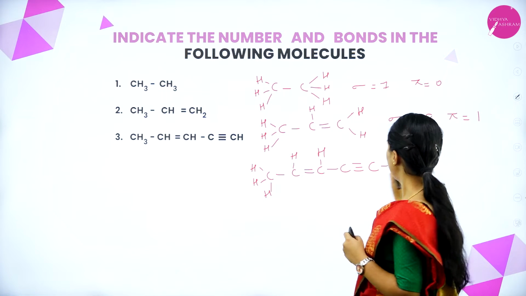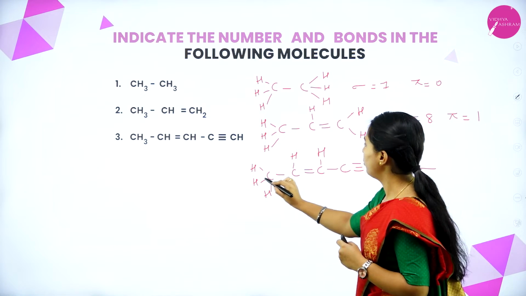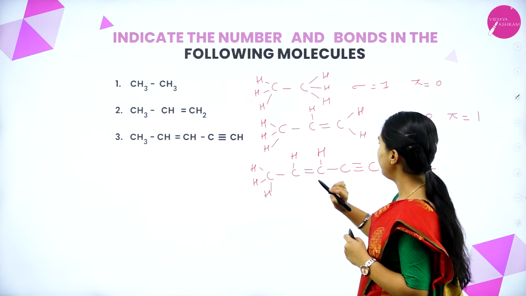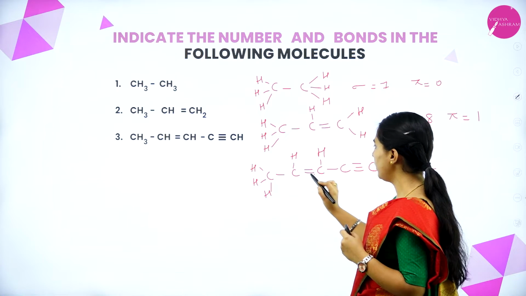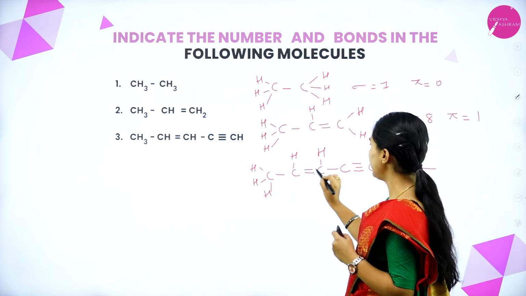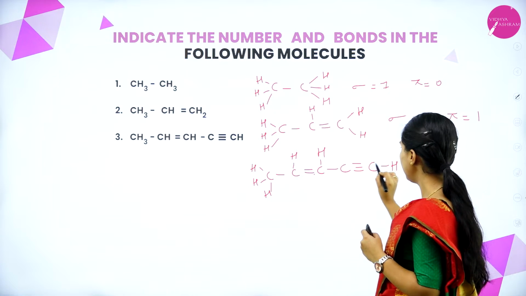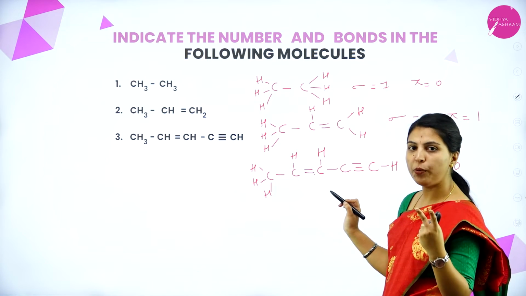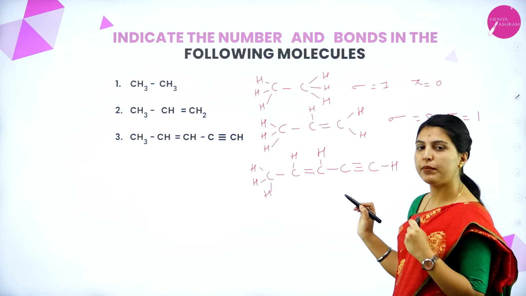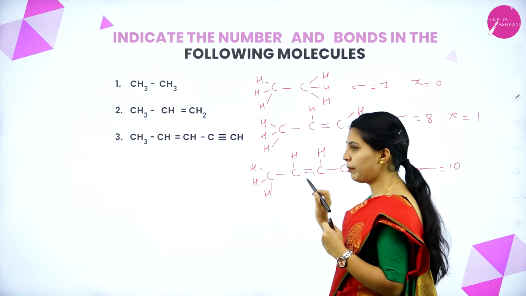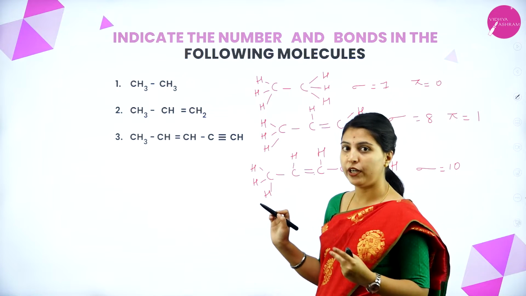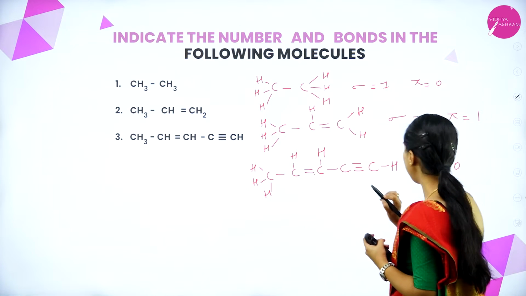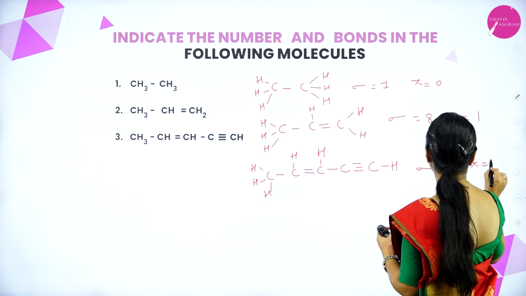See here, sigma 1, 2, 3, 4, 5. In this, sigma bonds 1, 2, 3, 4, 5, 6, 7, 8, 9, 10. In the triple bond, two pi bonds and one sigma bond will be there. Then in the double bond, one pi bond and one sigma bond. Then how many pi bonds? 3 pi bonds will be formed.